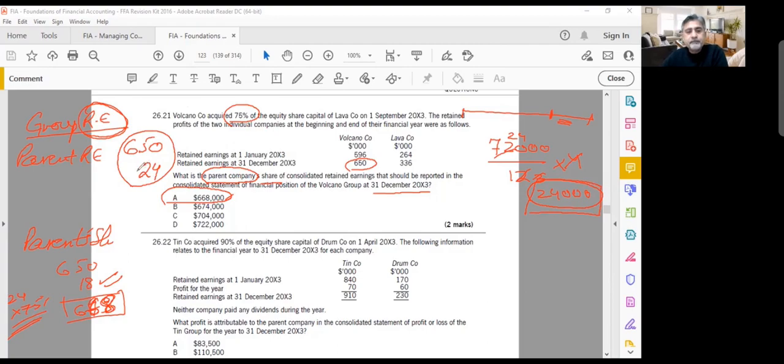Are we clear? And that's why they actually have given you this answer B also. If you see that, 674. So just to confuse, they give you both answers. But because the question says parent company share, I'm talking about 75%, and 75% is 18. So 668 should be the answer.